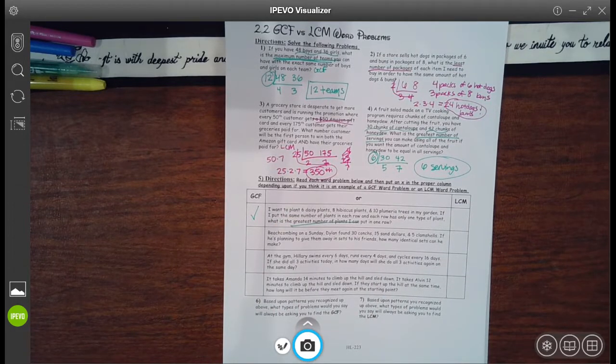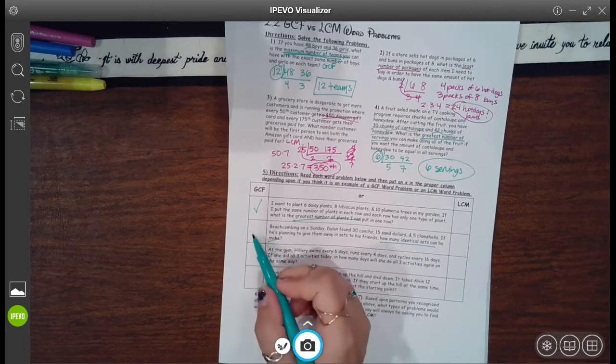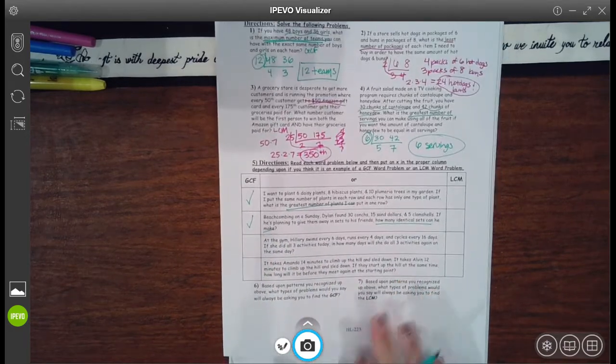Beach coming on a Sunday, Dylan found 30 conches, 15 sand dollars, and 5 clamshells. If he's planning to give them away in sets to his friends, how many identical sets can he make? What do you think? Again, you're trying to find the GCF. Okay, because you can't go over those amounts because those are the only amount of shells that you have, right? So you're not going to do the multiples of them.